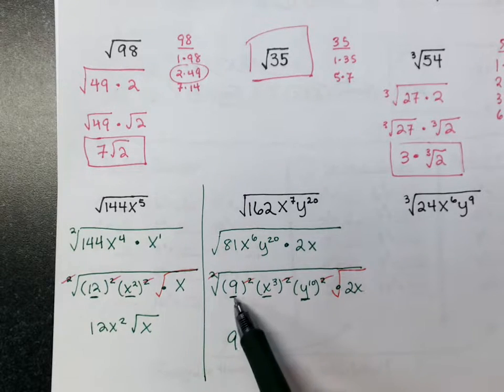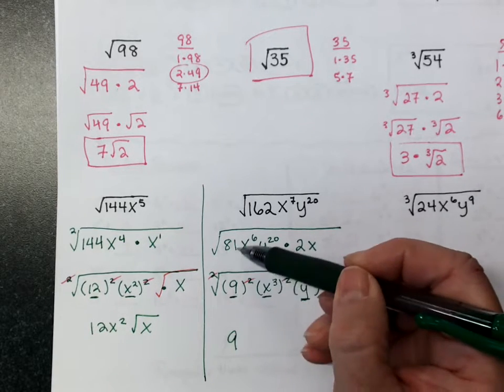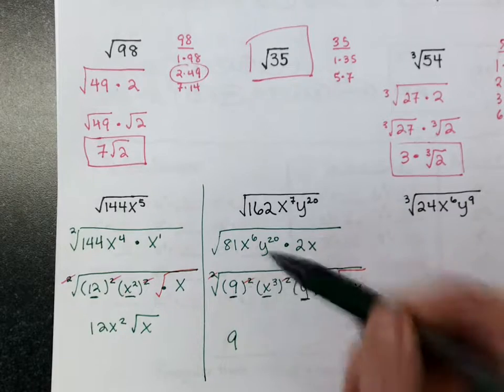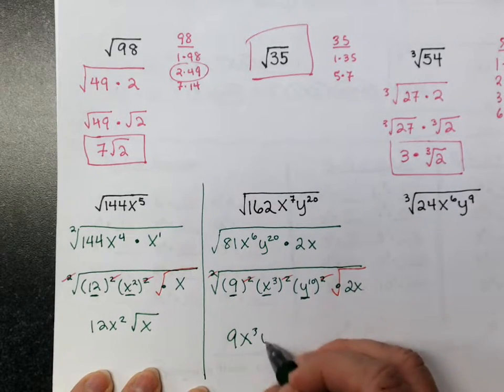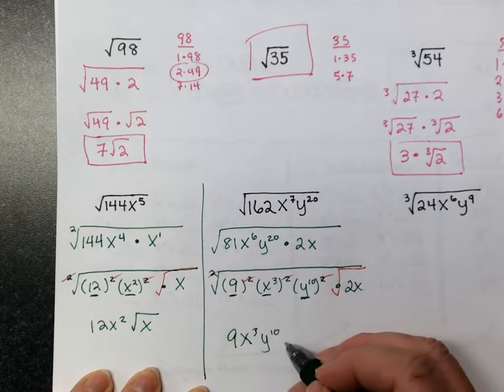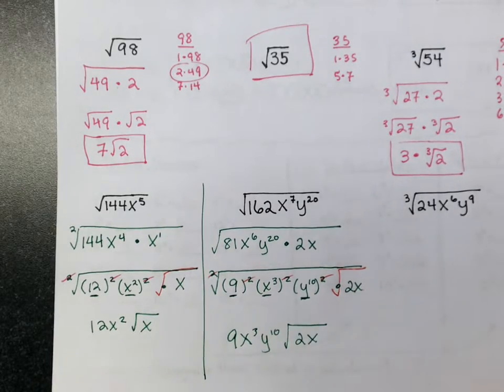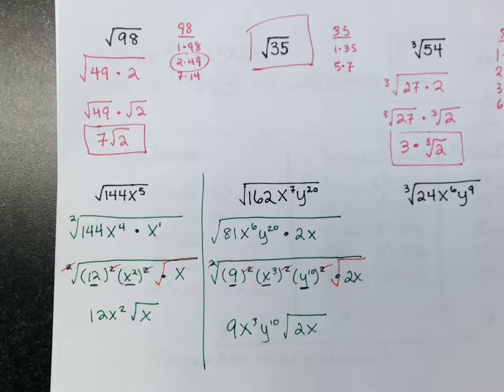I'm just warning you about something the brain does: it sees 9 and wants that to be a 3. But as soon as you undo it here, you're done. That is your answer. That is your answer, x cubed. That's your answer, y to the 10th. And then times the leftover bit, which did not get released. It's locked up.